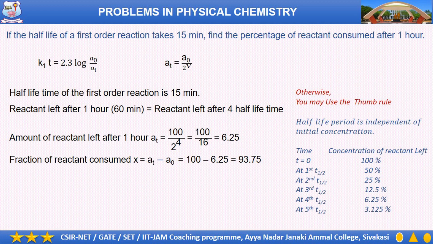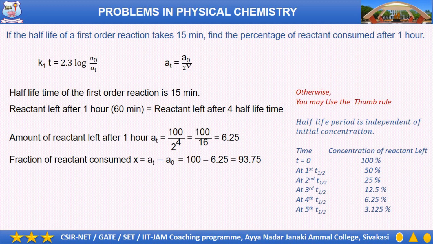Or otherwise, in a first order reaction, the half-life period is independent of initial concentration. Therefore, you can make use of another thumb rule for this. Here, how many half-lives are present in 60 minutes? 4 half-lives. Initially, let us assume 0 half-life. For 1 half-life, 50% would be there. For the second half-life, 25. For the third half-life, 12.5. And for the fourth half-life, 6.25. This amount will be left. Therefore, what is the amount consumed?